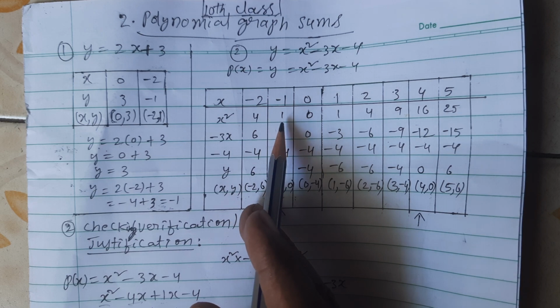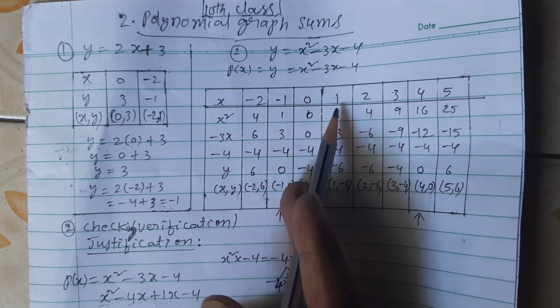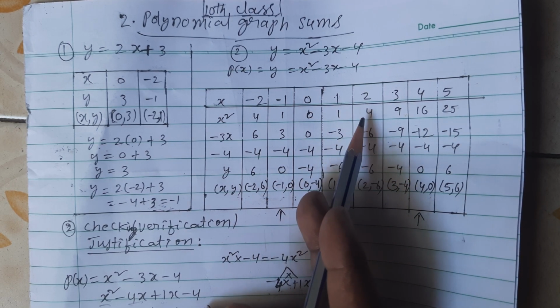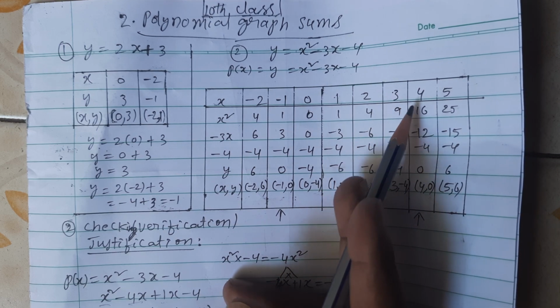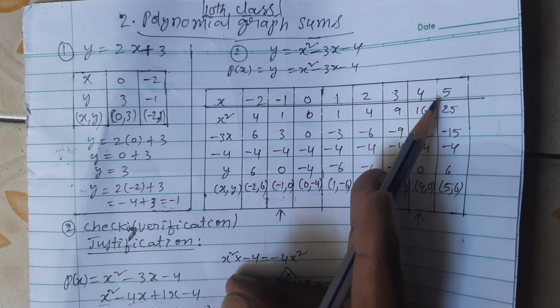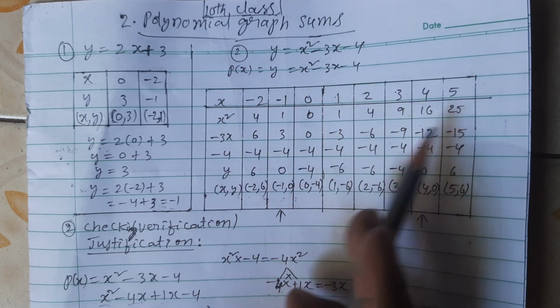Minus 1 square means 1 only. 0 square means 0 only. 1 square means 1. 2 square means 4. 3 square means 9. 4 square means 16.